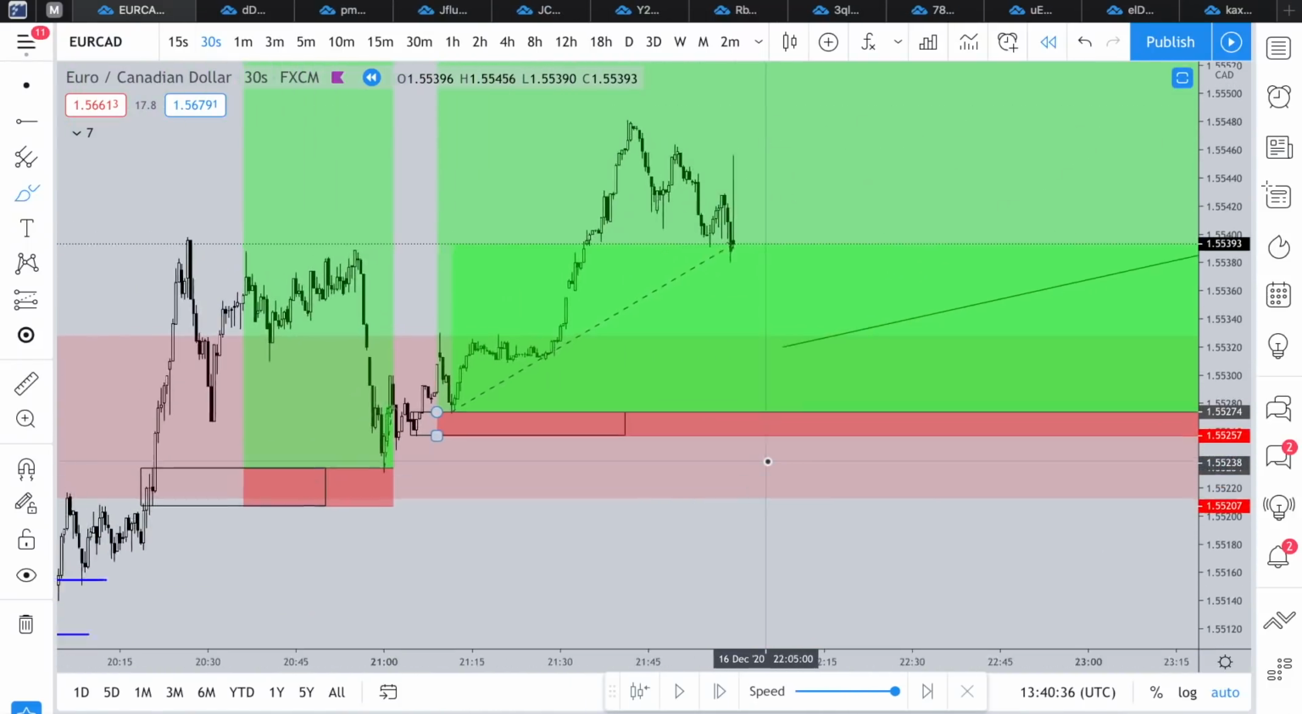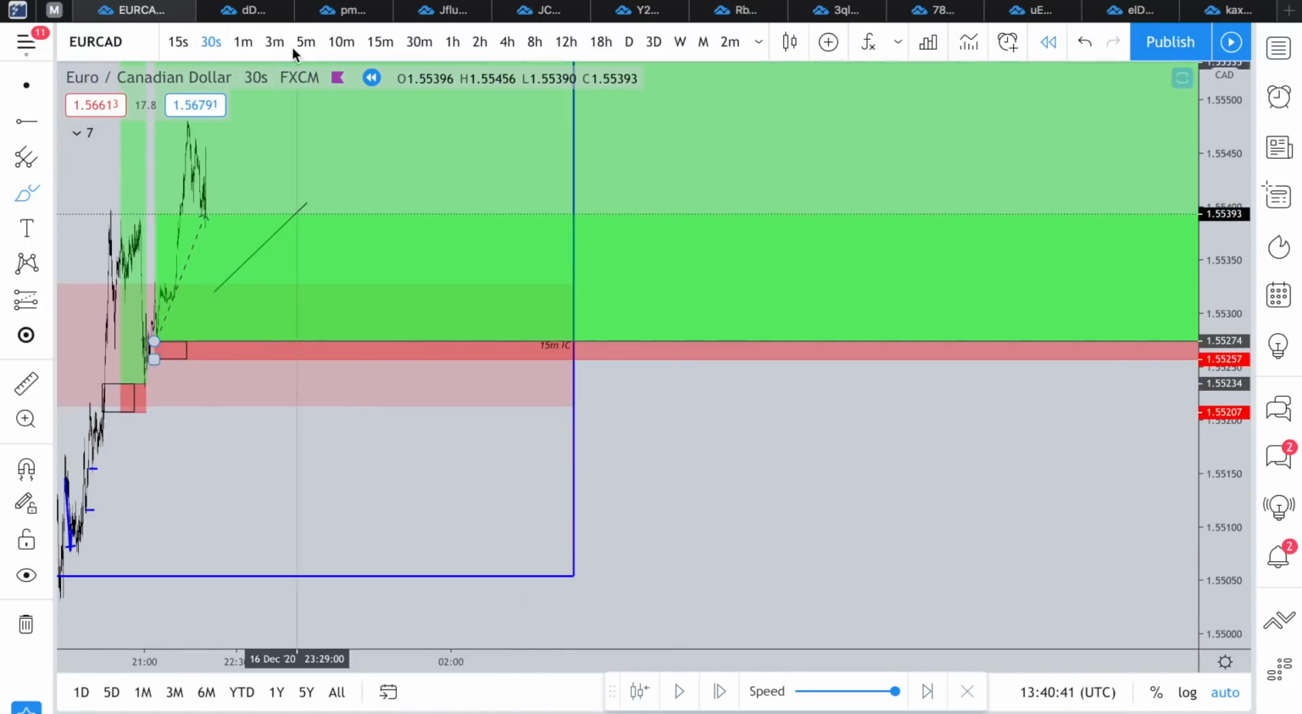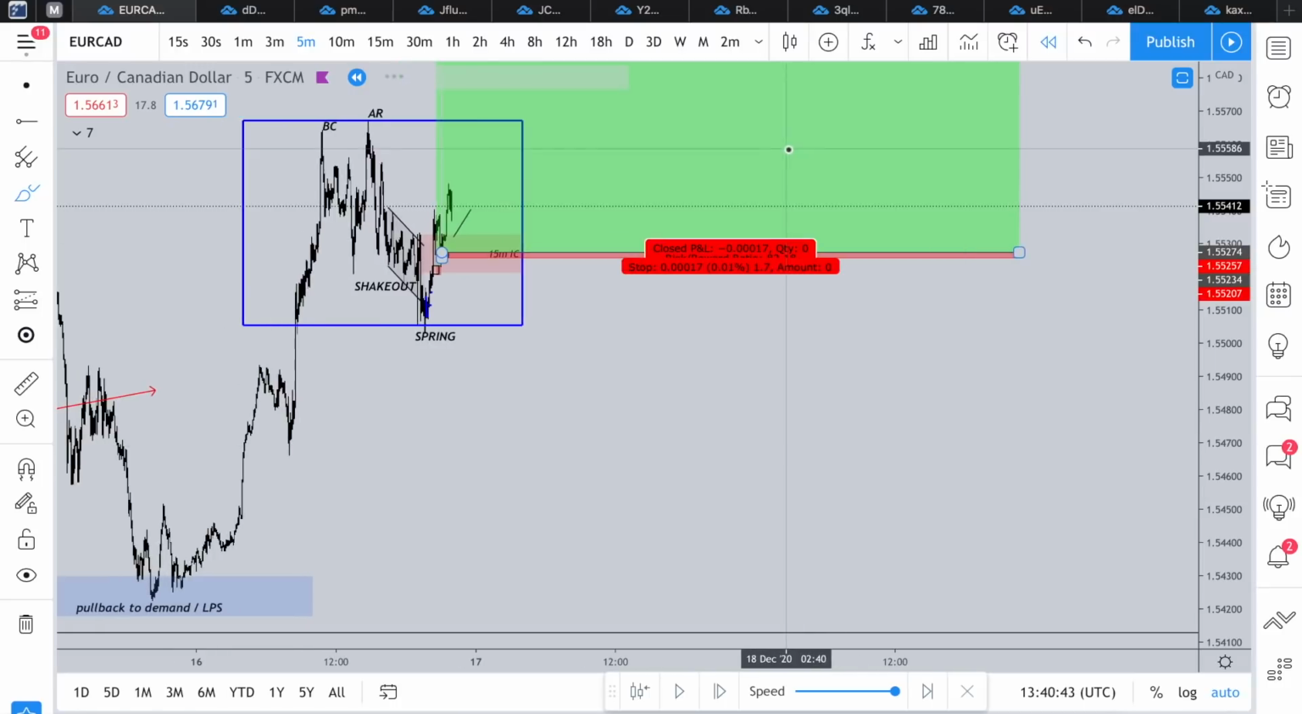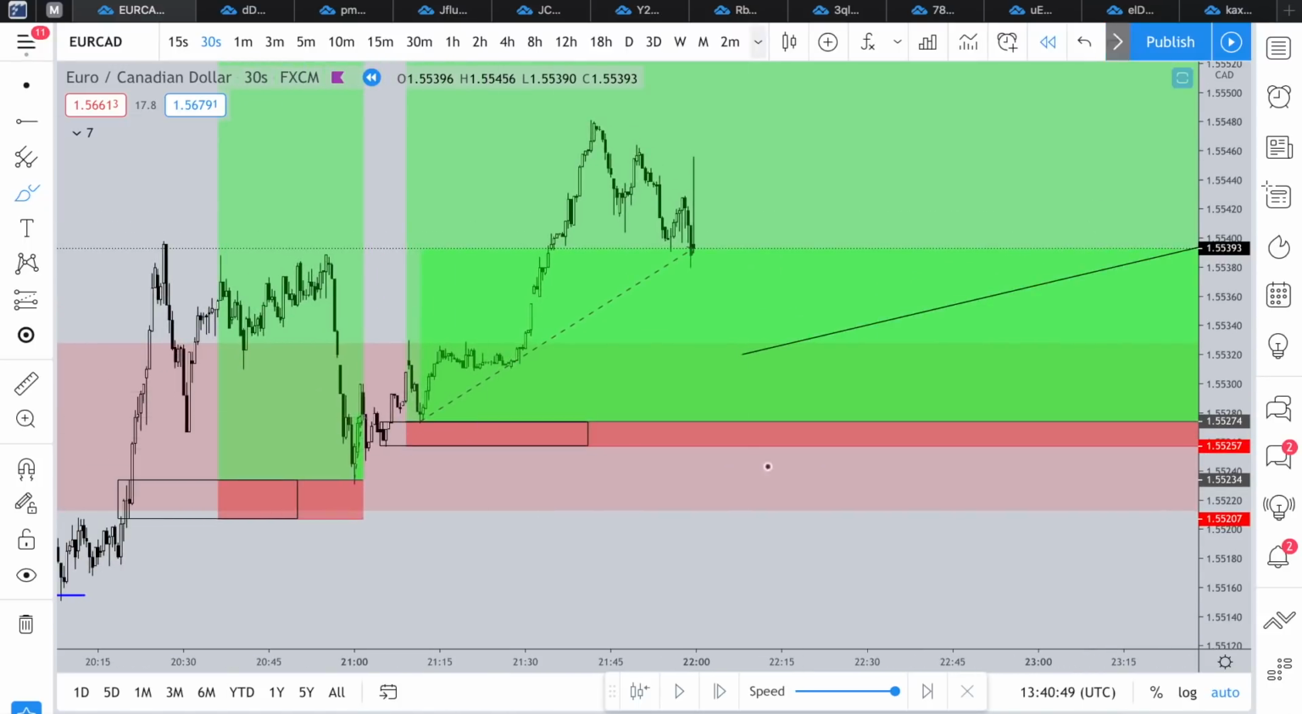with a 1.7 pip stop loss. Zoom out a little bit so we can actually see the stop loss a little bit easier. There we go. That's our 1.7 pip stop loss that we actually achieved on the 30-second time frame. And I'm going to speak shortly about the take profits as well.